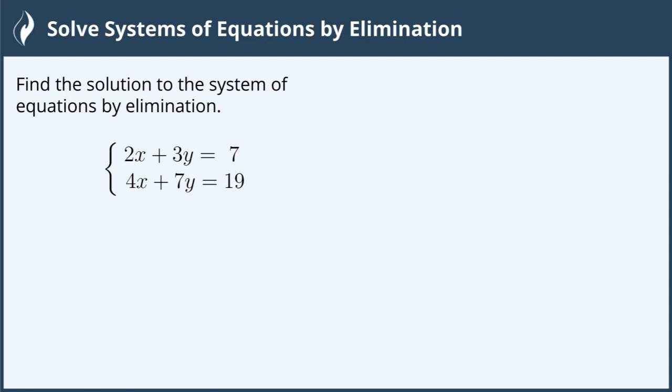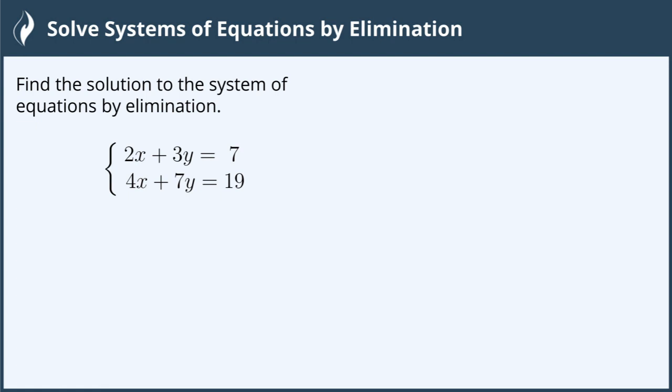In this video, we're going to find the solution to the system of equations by elimination. This is a great strategy for this particular problem because both of the equations in the system are in standard form. So in order to solve this, we want to make it so that the coefficients of one of our variables match from equation to equation, but one is a positive and one is a negative.